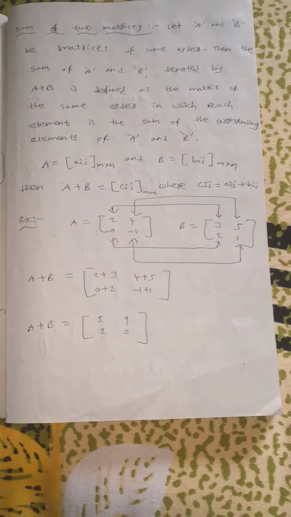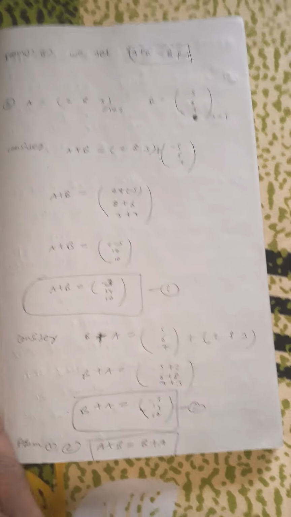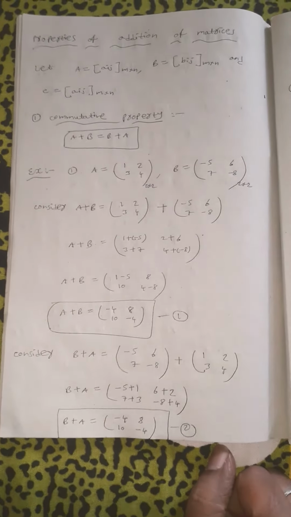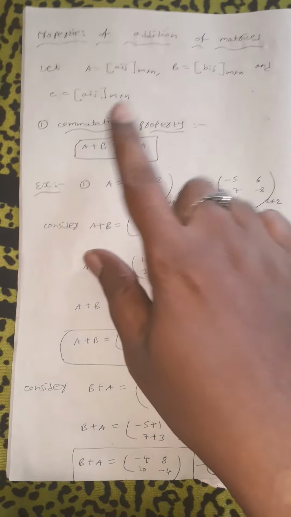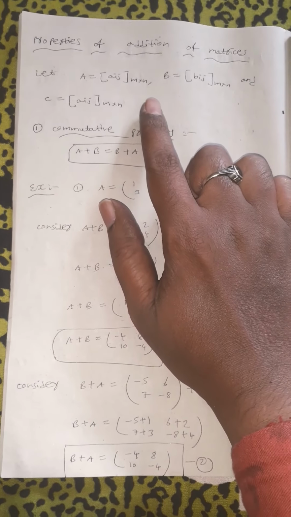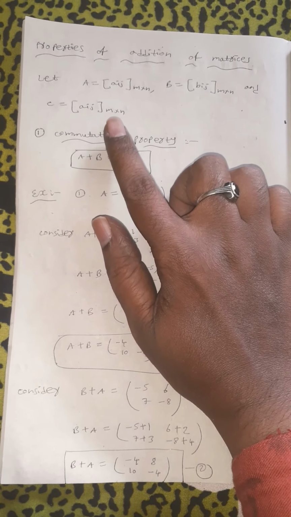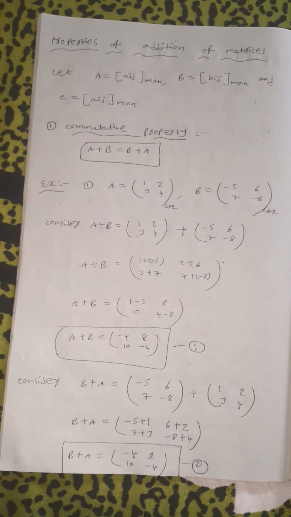So next we have properties of addition of matrices. Let A equal Aij, an m by n matrix, B equal Bij, m by n, and C equal Cij, m by n.